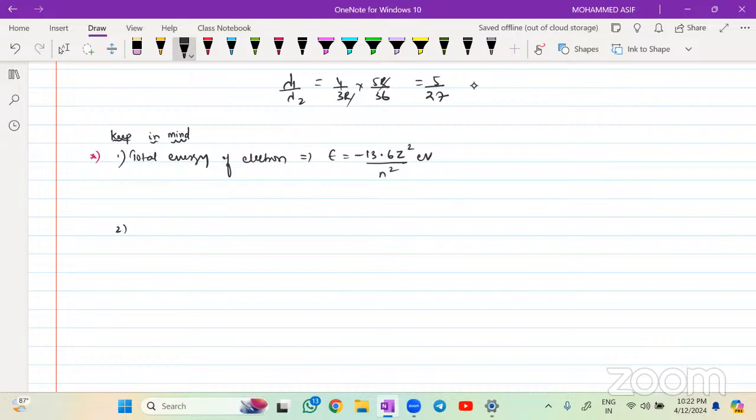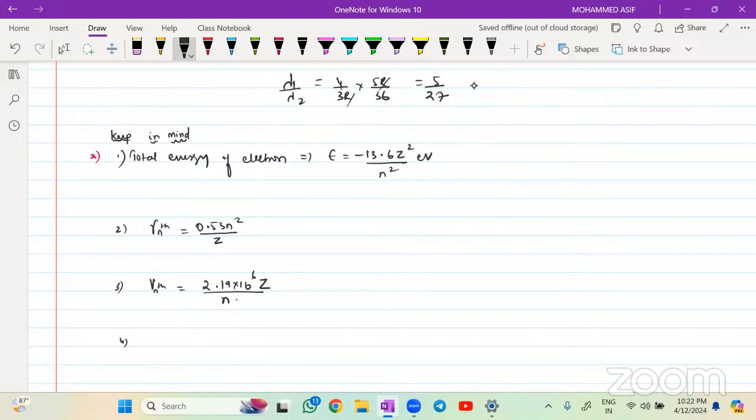The second one is the radius of the electron in the nth orbit: 0.53 into n square divided by Z. Clear? Velocity of the electron in the nth orbit: 2.19 into 10 power 6 into atomic number Z divided by n.